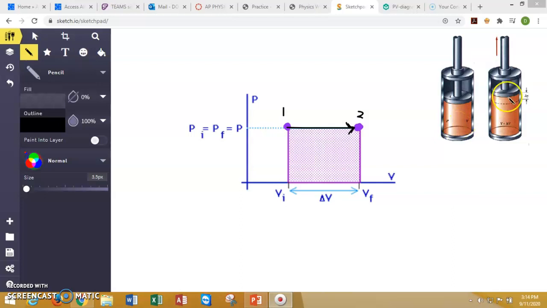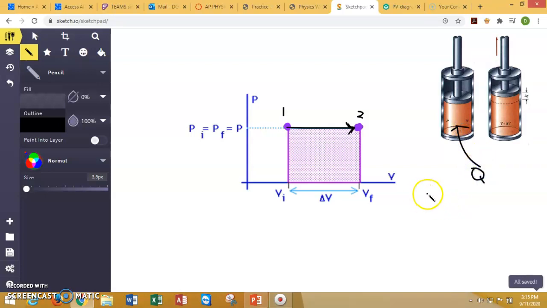So what happened? Well, the gas forced the piston up, okay? Volume got bigger. There's more room now, so the pressure stays constant. What do we have to do in order to get the gas to do that? We had to add heat.